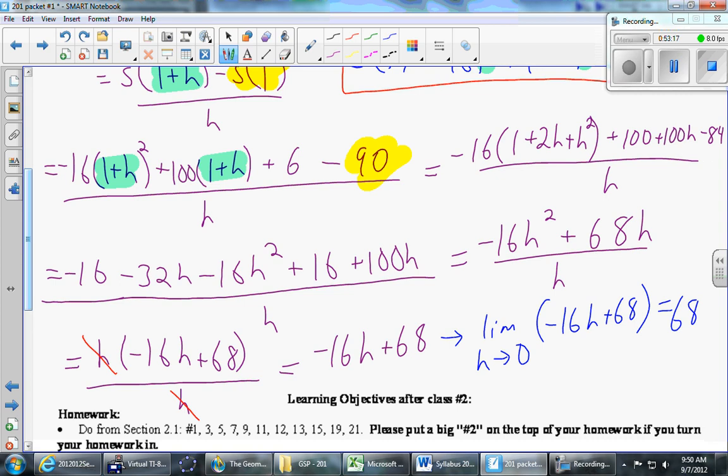68 feet per second. Is this grapefruit going up or down? Up is positive. It is still going up. I gave it enough velocity that a second in, it's still going up, but not as fast, and eventually it will come back down. Sorry for going over.